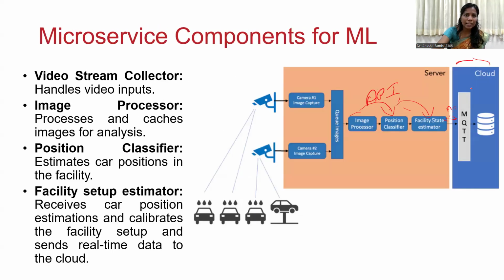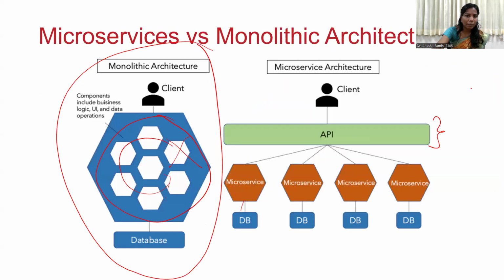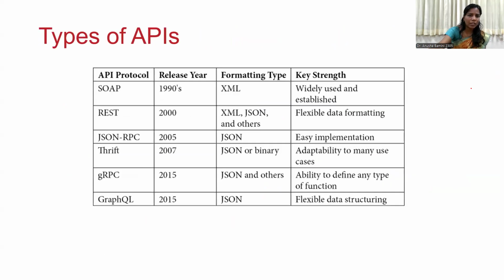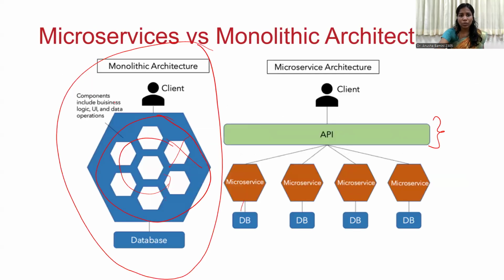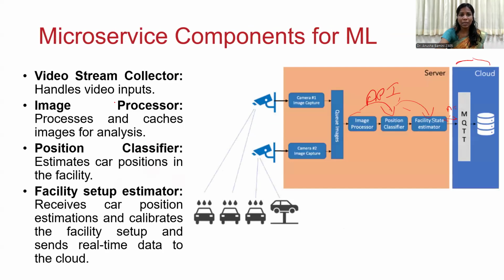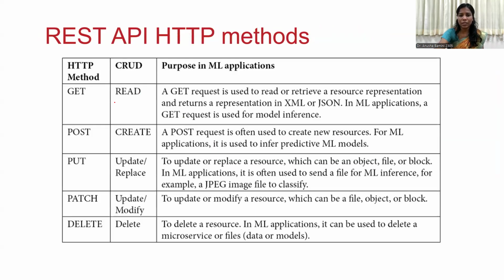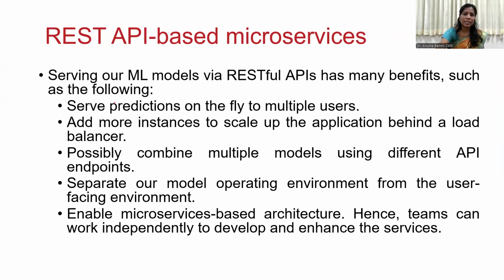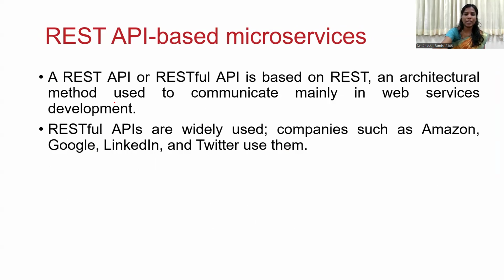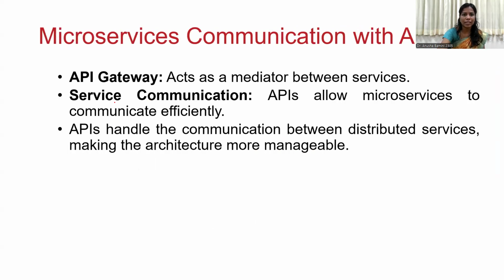As I already said, a lot of APIs are there. These are a set of APIs we are using in the networking area, but the best API nowadays is the REST API. So we use microservices in machine learning models, and for the communication between these microservices, we are using the REST API. REST as well as RESTful. We'll see the explanation for this REST API.